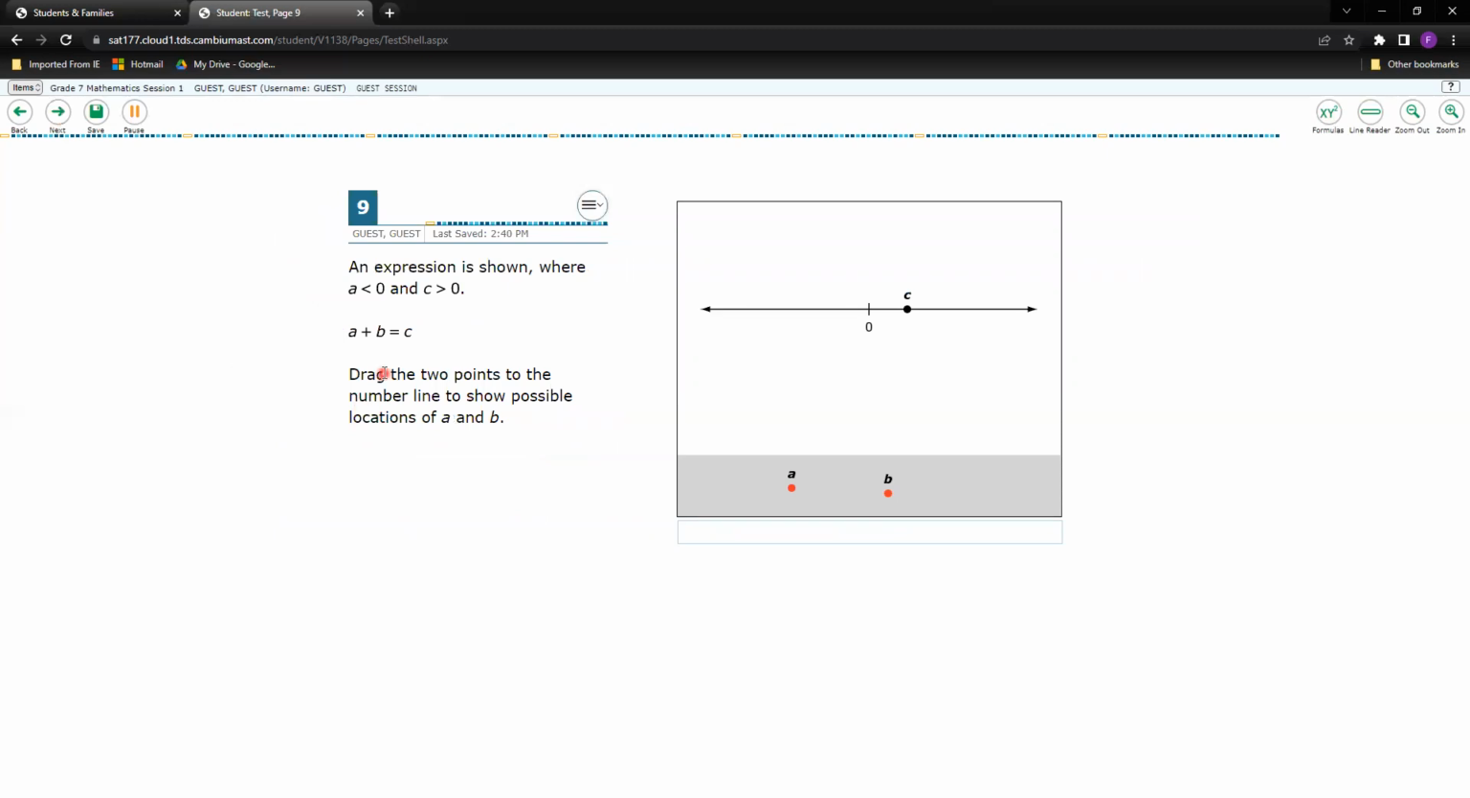Okay, so A plus B equals C. So C is a positive number is my answer. That means A is negative right here, and C is positive. So they want us to know what B needs to be, and where I'm going to place it. So let's place A behind 0 because A is a negative number.